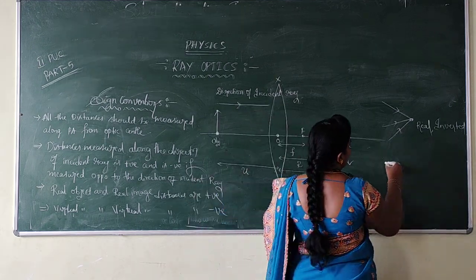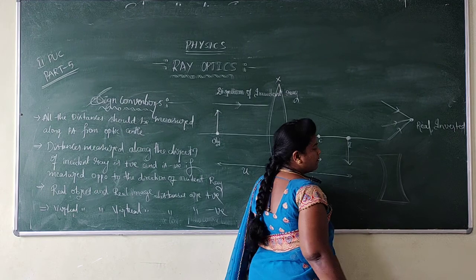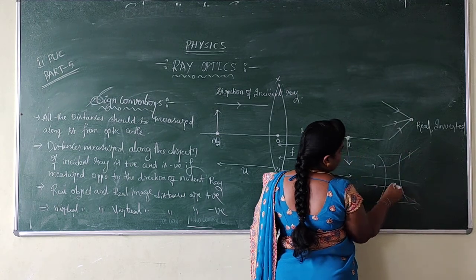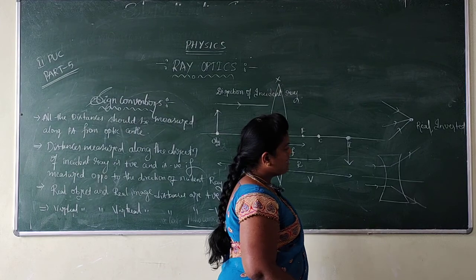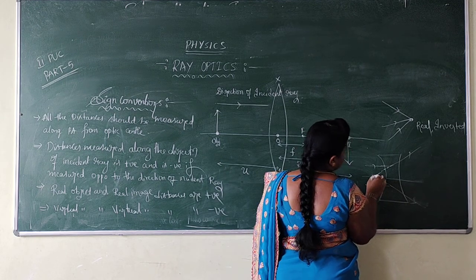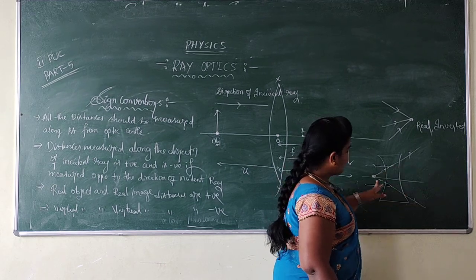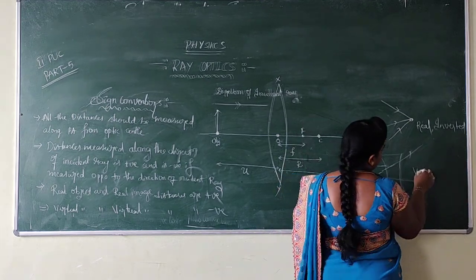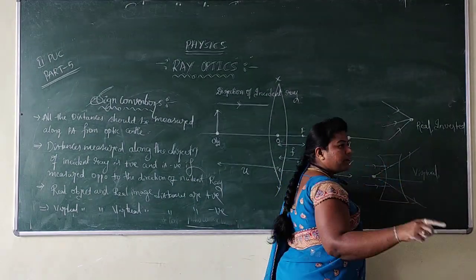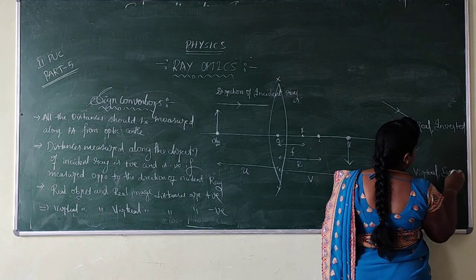Now suppose the rays of light are not going to meet exactly at a point, for example in a concave lens. In a concave lens, you can observe that the parallel beam of light undergoes refraction in this way, but these two rays are diverging rays. Diverging rays never meet each other. If I extend these two rays backward, they are not exactly meeting at a point; it appears to diverge from this point. Rays which never meet exactly at a point always form a virtual image. If it is virtual, we will always get an erect image.